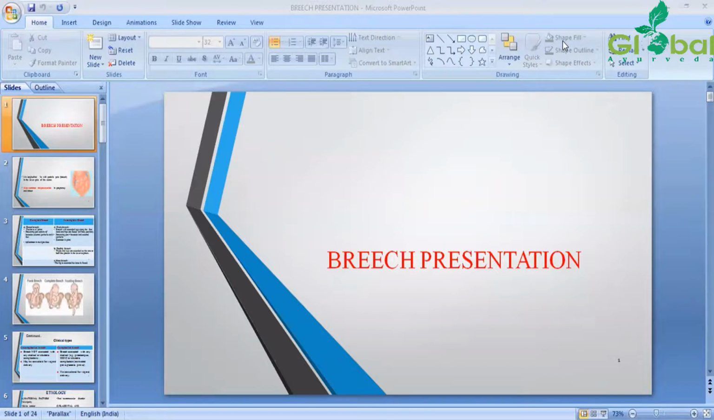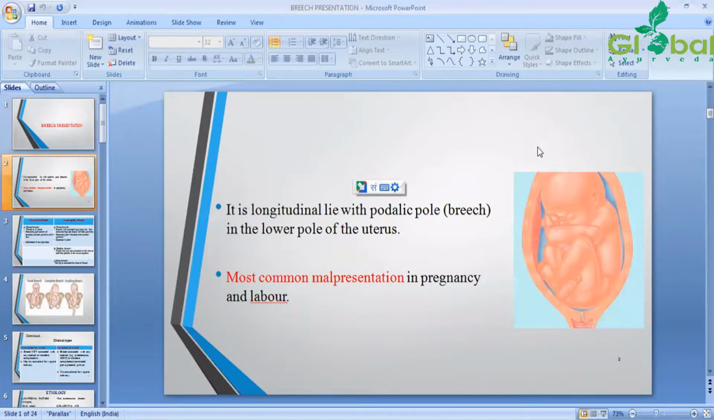Today we will study breech presentation. First of all, what do you mean by breech presentation? Breech presentation is a longitudinal lie with the podalic pole, that is the breech, in the lower pole of the uterus. It is among the most common malpresentations during pregnancy and also labor.